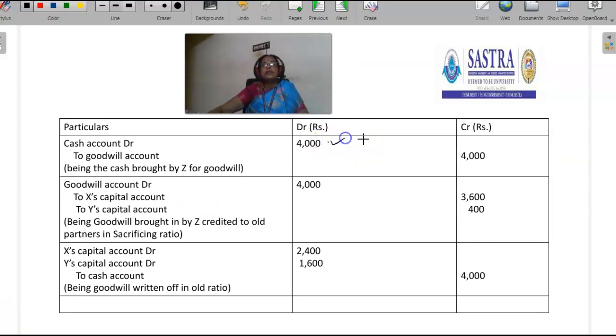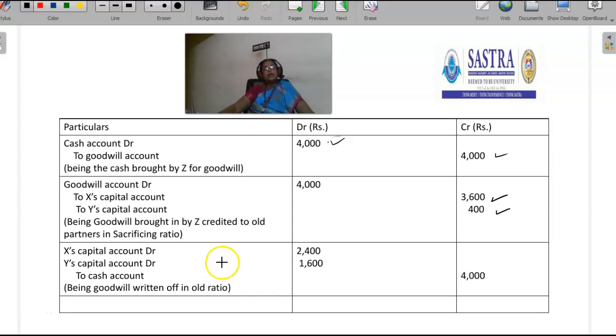He brought 4,000 rupees for goodwill. So for that the entry is cash account debit to goodwill account 4,000 rupees. Then the amount brought by the new partner should be debited and credited to the old partners in their sacrificing ratio. So goodwill account debit 4,000 rupees, to X's capital account 3,600, Y's capital account 400. So it is distributed among the old partners in their sacrificing ratio.